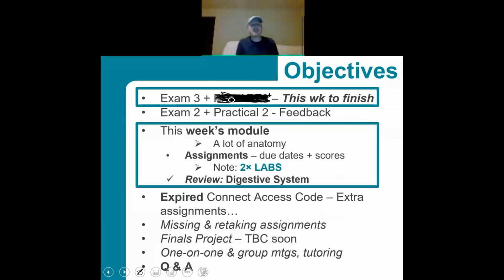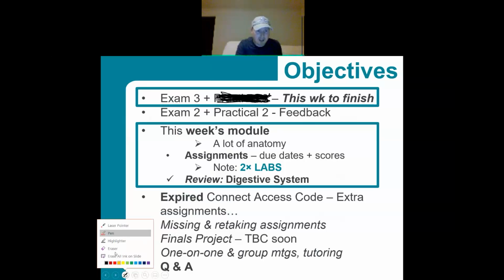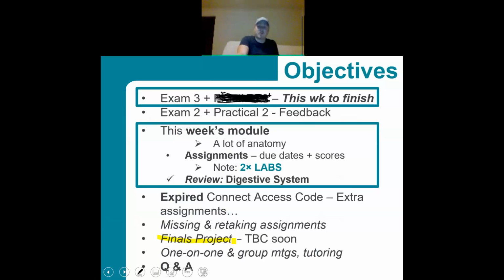But I want to talk a little bit about the exam tree. Exam 2 and practical 2, most students should have all of those back. We'll look at this week's module. There's going to be a lot of anatomy. It's pretty anatomy heavy, which I think actually will make it easier. We'll look at what we're supposed to do this week, and then discuss a little bit of the general stuff that we've been having a look at in most of the sessions as well. And there's a little bit that I want to mention about the finals project, but we'll fully go through the briefing, and the grading matrix for that will be available for you next week.